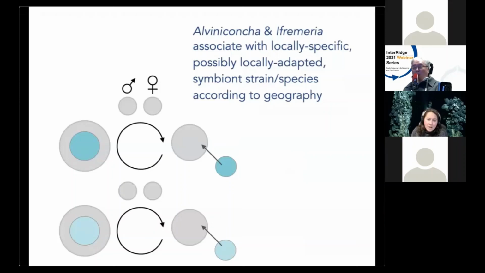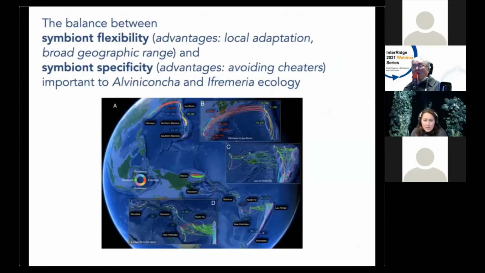Okay. And so broadly, when we think about the ecology of Alviniconcha and Ifremeria, we're thinking about this balance between symbiont flexibility, which has the advantage of local adaptation and perhaps enabling a broad geographic range, versus symbiont specificity. They need some amount of specificity so they're not just taking up any old bacteria from the environment and getting a pathogen or a cheater. So understanding this balance is going to be really important to Alviniconcha and Ifremeria and their ecology.